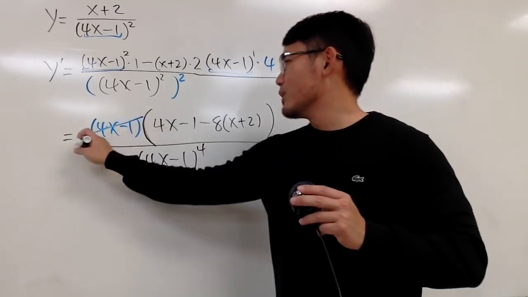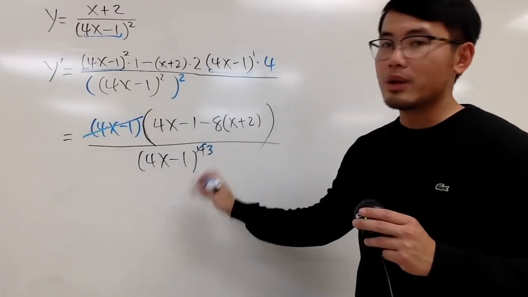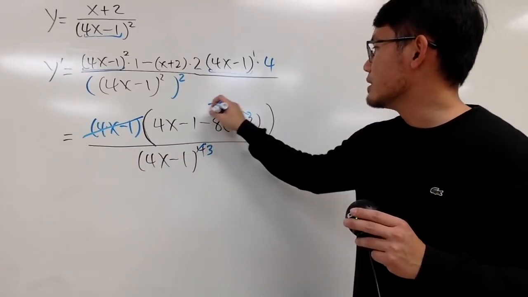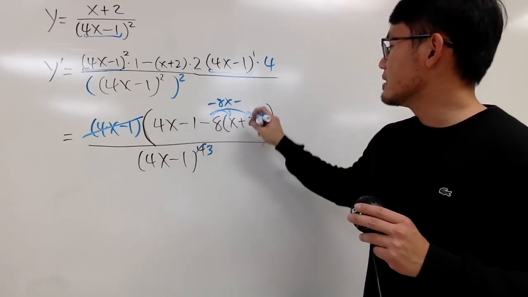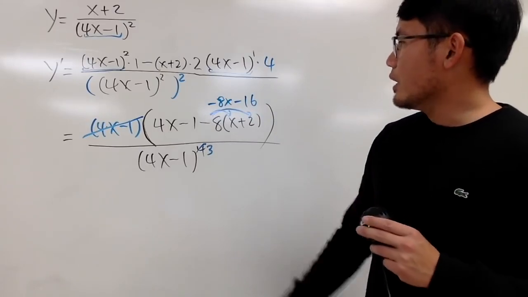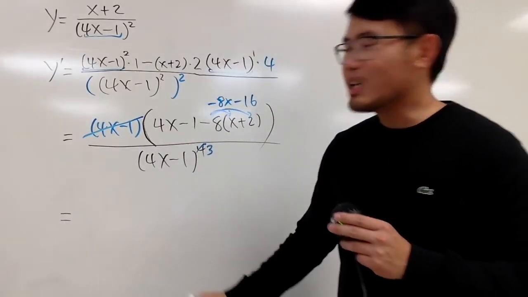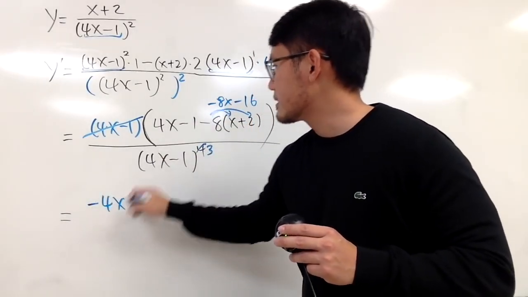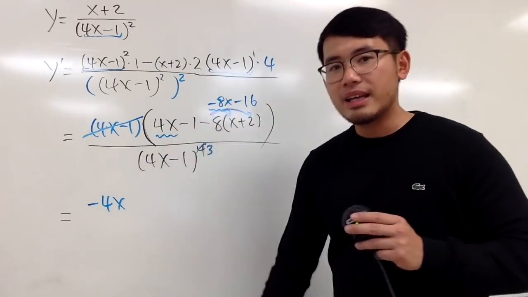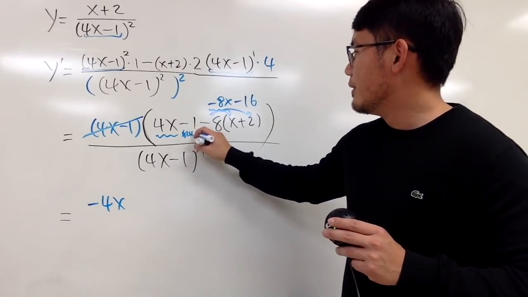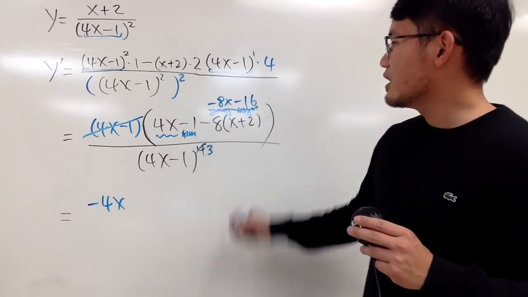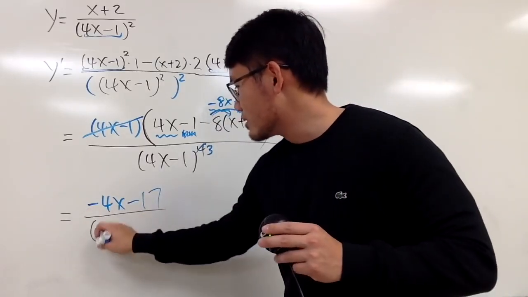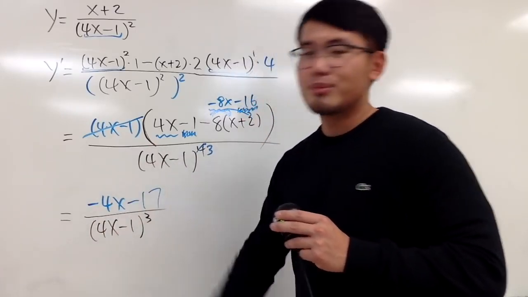Well, as you can see, we can cancel this one with that, so you have the third power in the denominator. On the top here, of course, we can simplify. This right here is negative 8x and minus 16. Well, we can combine terms on the top, and that's pretty much it. So we see 4x minus 8x. Of course, that will give us negative 4x right here. And then this is minus 1, minus 16. Altogether, we get minus 17. And the denominator is just this, which is 4x minus 1 to the third power.